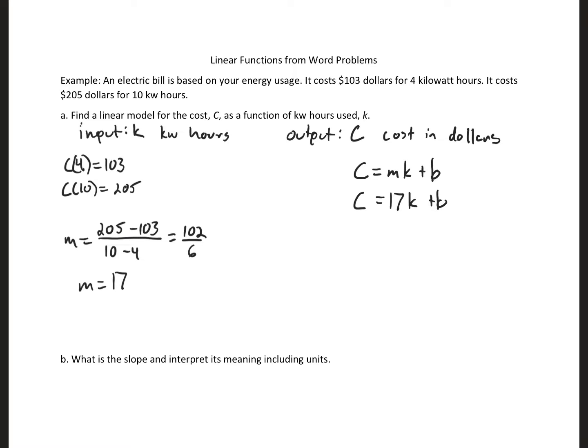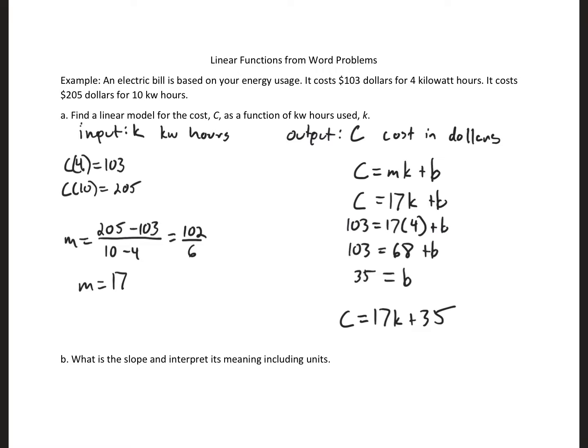So we can pick either one of those points and find b. Let's pick c of 4 equals 103. That means the cost, the output, is 103 when we input 4. Using some algebra, 103 equals 17 times 4, which is 68 plus b. And if we subtract 68 over, we get that b is 35. So far, the cost, c, equals 17k plus 35.